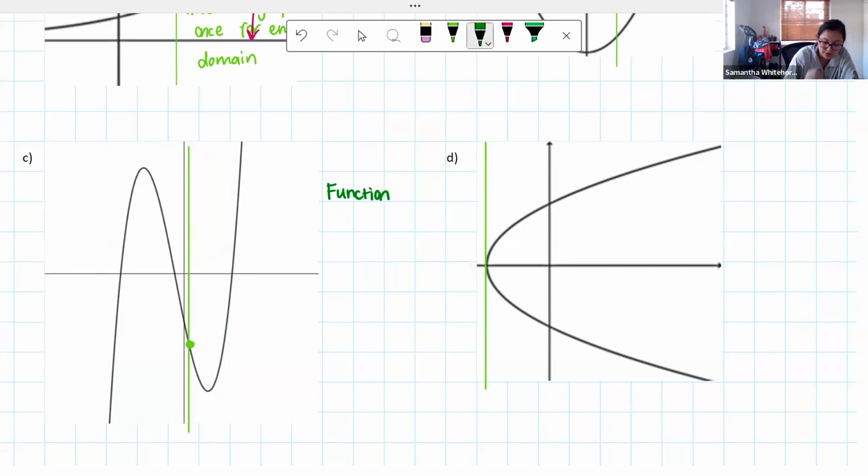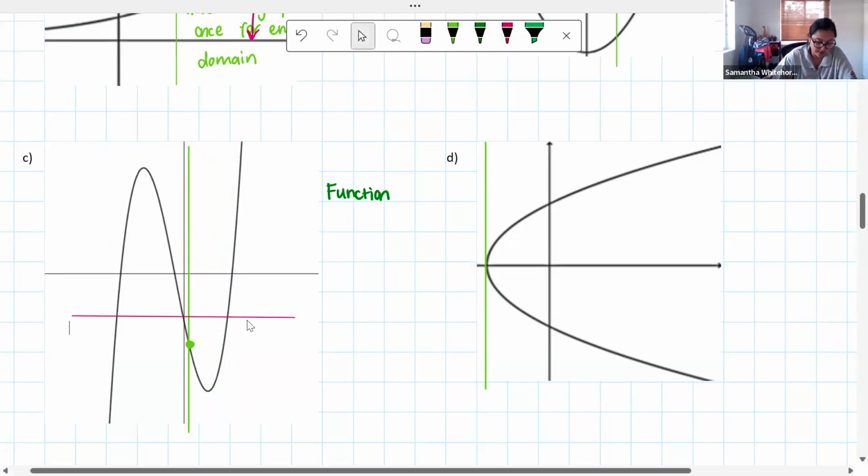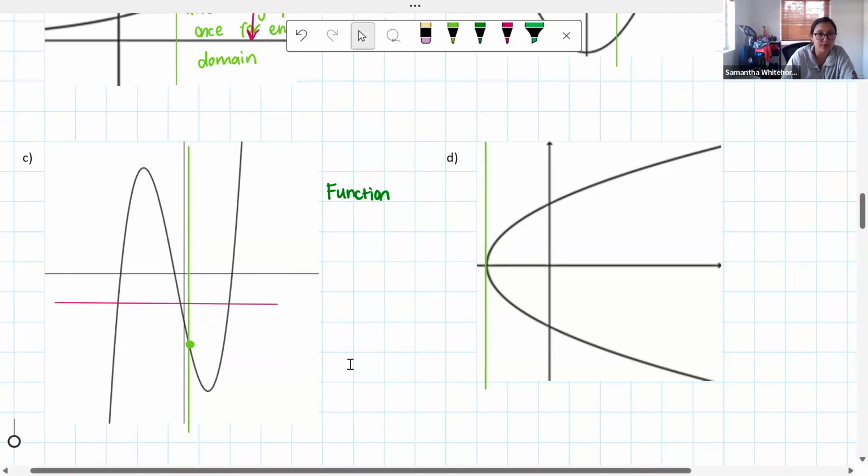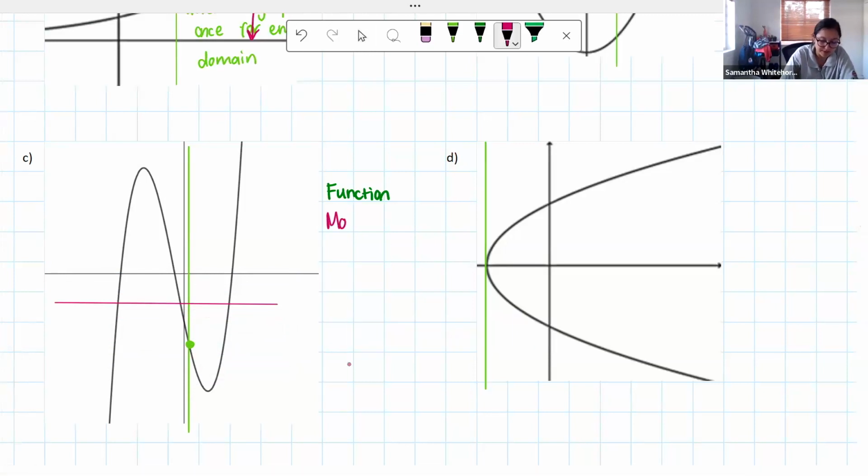If we want to determine what type of function, here's my horizontal line. Right, if I look at my horizontal line, in some places it cuts it once, in some places 3 times. But either way, it is cutting my graph more than once at certain places. If it only ever cuts it once, it's a one-to-one. But here, because it's cutting my graph in certain places multiple times, this is a many-to-one function.